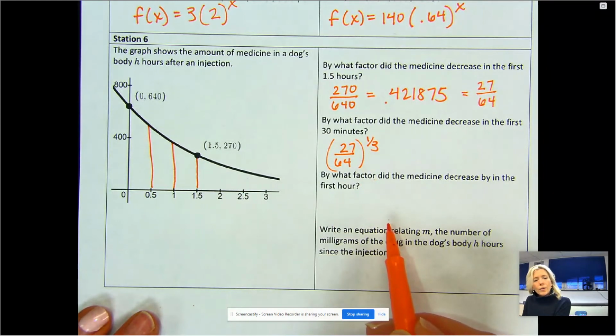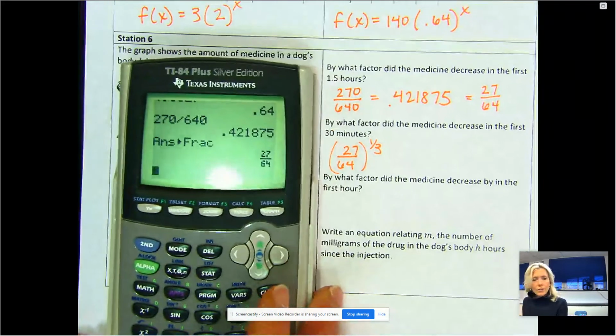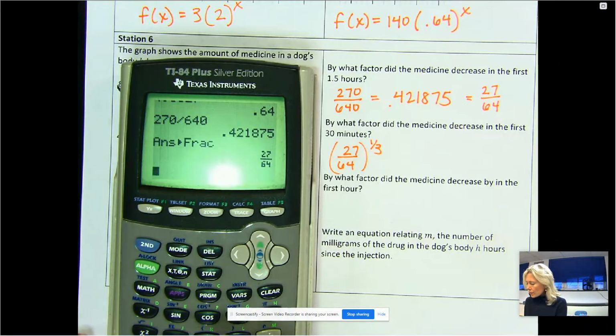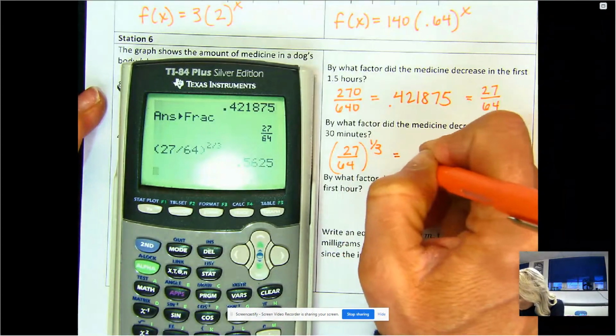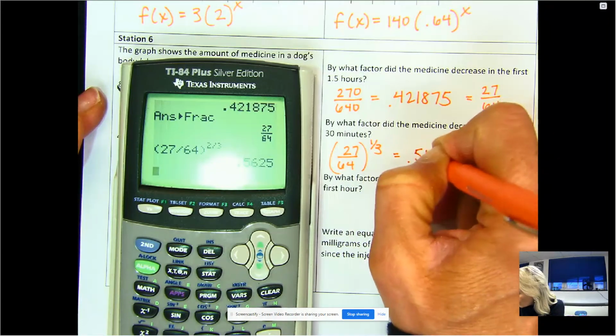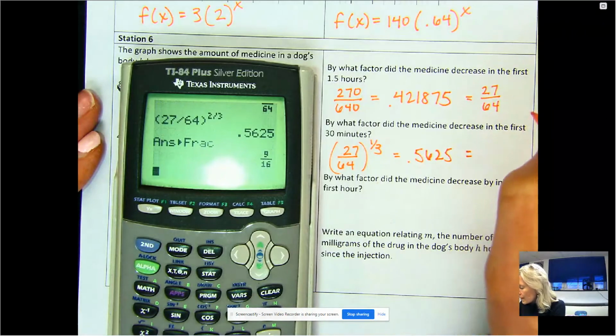So in the first hour, I can use that same idea. It's going to be, oh, sorry, I was just thinking about something. I can go ahead and do that: 27/64 to the 2/3. And then that is exactly 0.5625. Or you could put it into a fraction. It's 9/16.